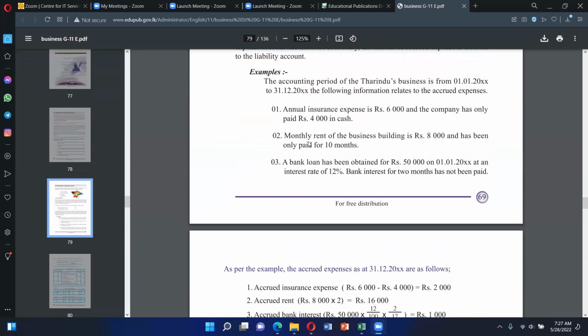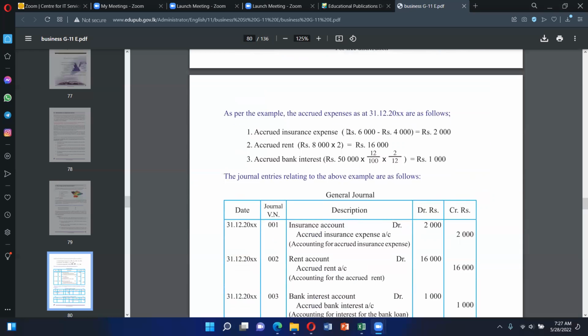Number 2: monthly rent of the business building is 8,000, and has been paid only for 10 months. 8,000 into 12 is the total expense, which gives 96,000. So how much is the outstanding amount? 16,000, or 2 months' rent. We pass an entry: rent expense debit, accrued rent expense credit.